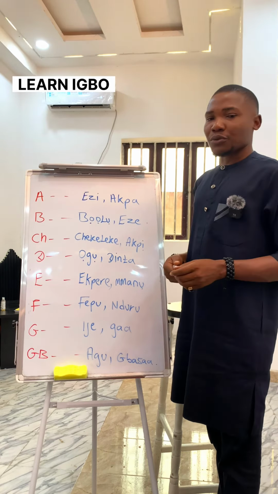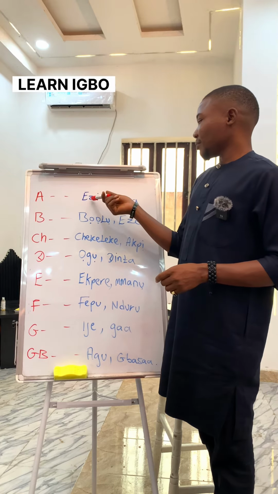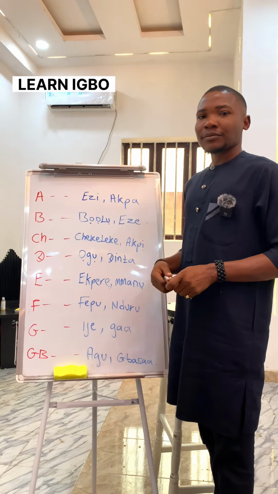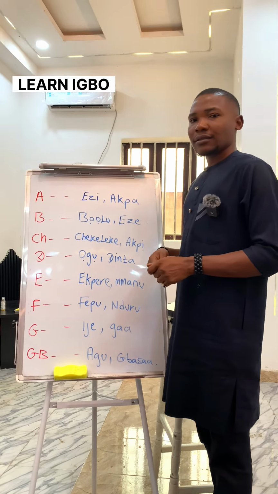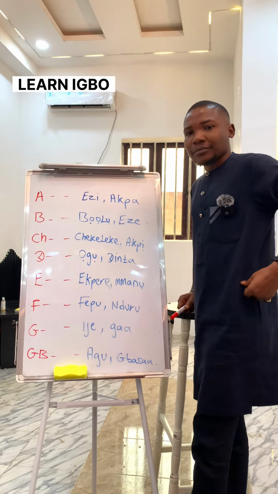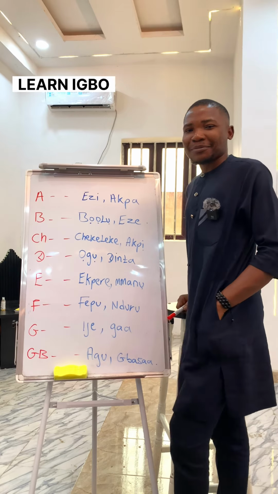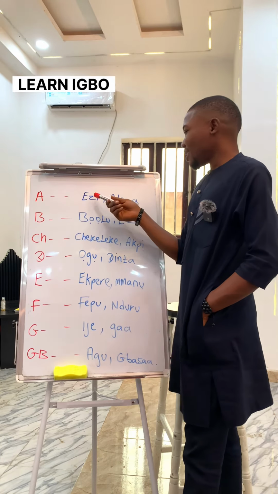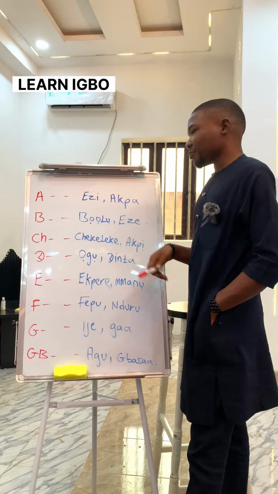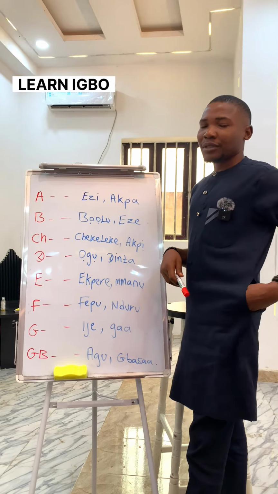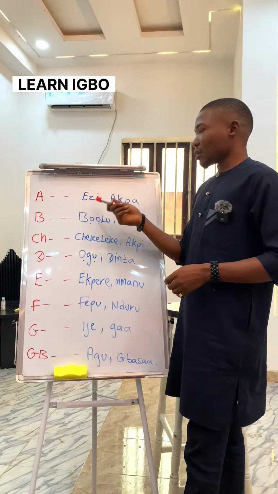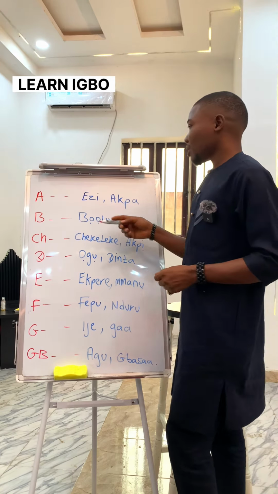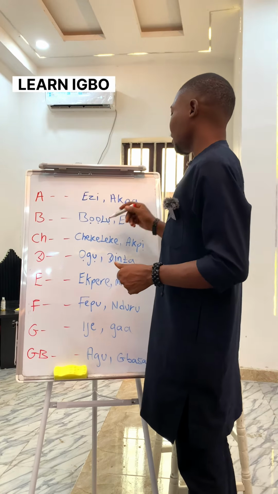Now the options we have is Ezi, Akpa. A, Ezi, Akpa. Let's see. A, we have Ezi, Akpa. Let me believe that you know what these words mean in Igbo language, in English language either. So we have A, Ezi, Akpa.